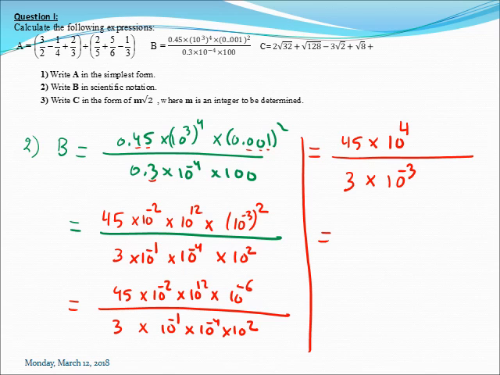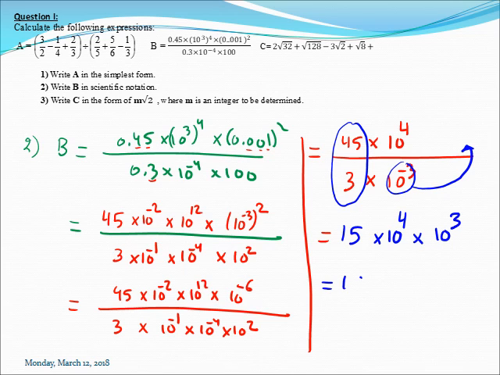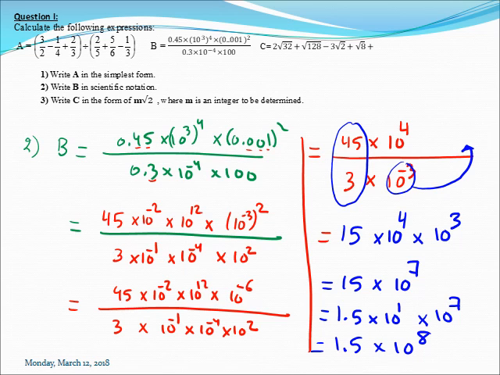Equal 45 divided by 3, 15, times 10 power 4, and 10 power minus 3 moved up becomes 10 power 3, equal to 15 times 10 power 7. 15 is not scientific, so it's equal to 1.5 times 10 power 1, and here 10 power 7, equal to 1.5 times 10 power 8.